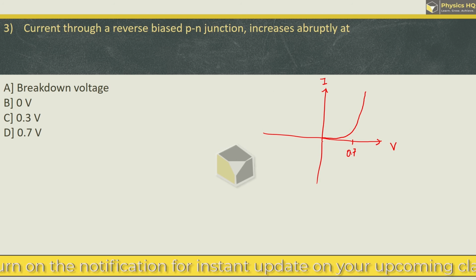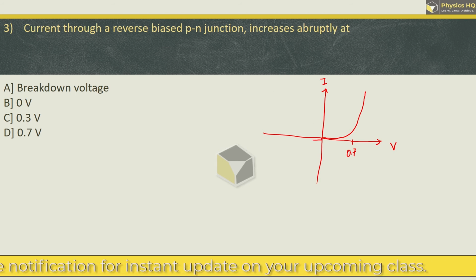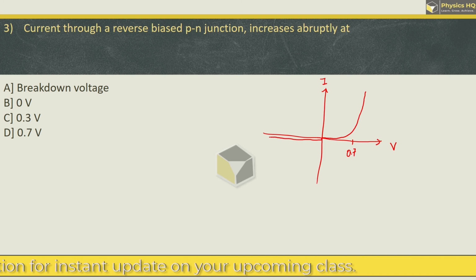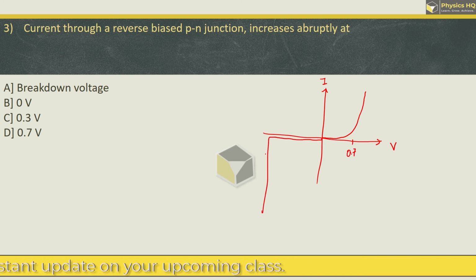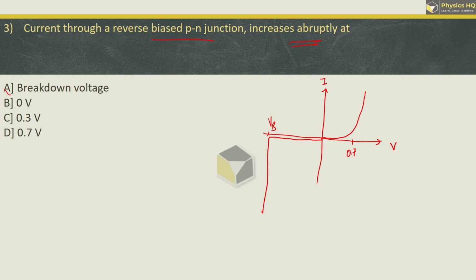But if we talk about the reverse bias junction, a very small amount of current flows, and there is this abrupt increase in current, and this happens at a voltage which is called the breakdown voltage. So the abrupt increase in current in reverse bias PN junction occurs at the breakdown voltage. So the correct option is option A. Let us check out the next MCQ.